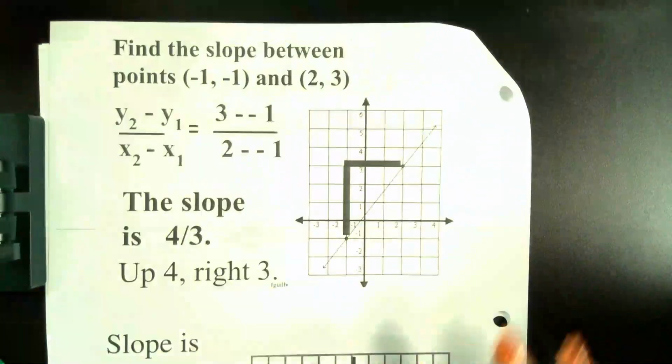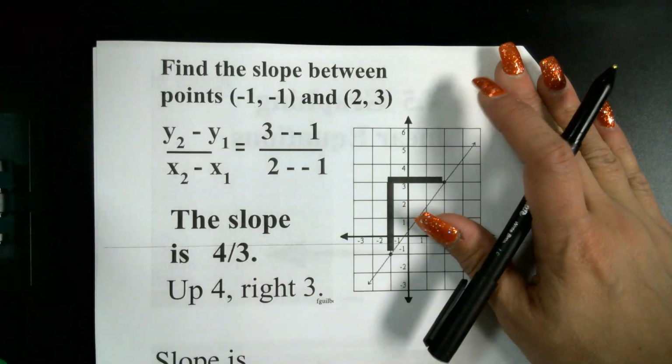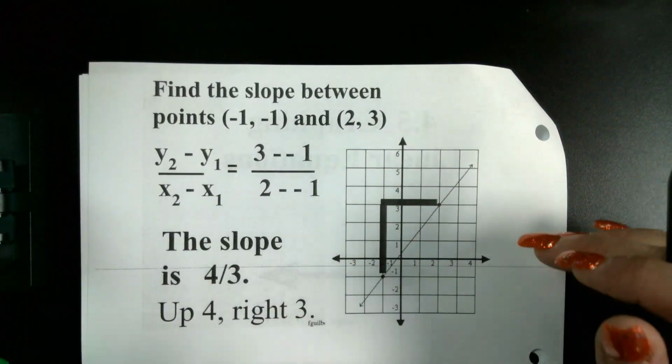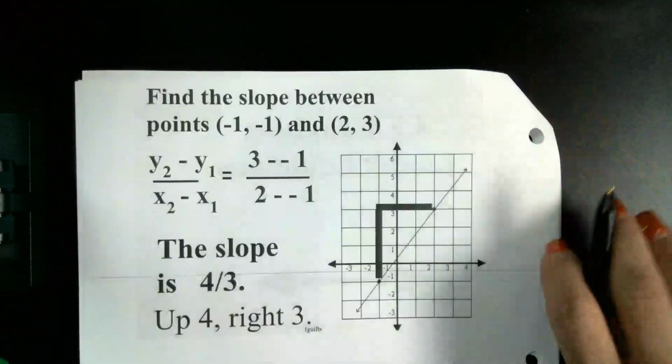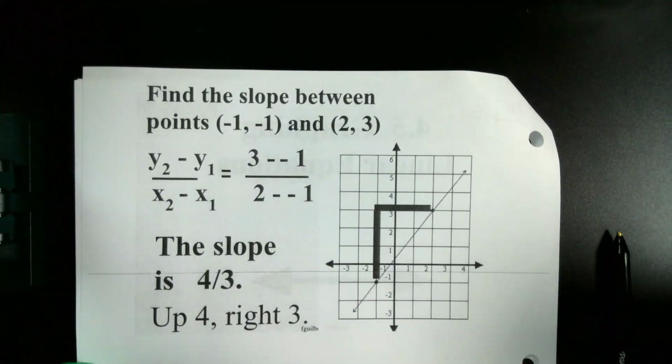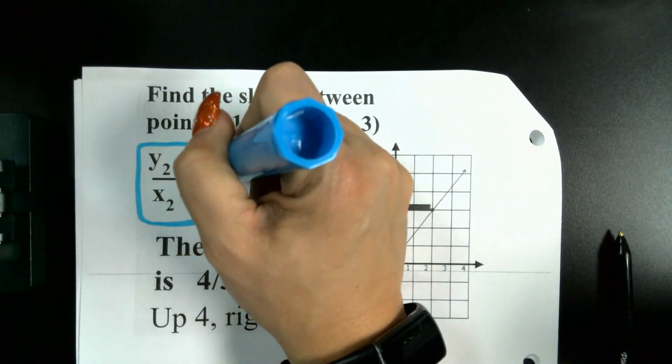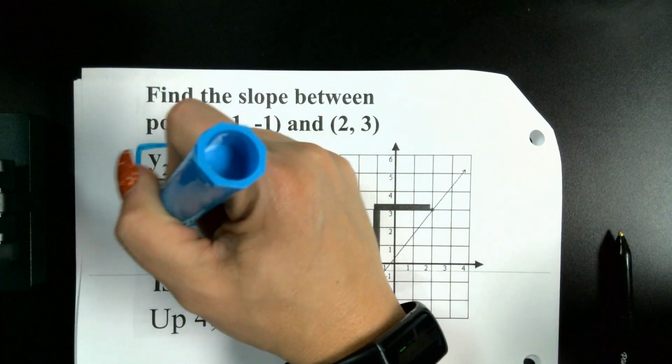And like I told you, a lot of these slides are already filled out, so you need to make sure that you're actually paying attention so you can see where these numbers come from. One of the most important pieces of this is this very first box that I'm drawing. This is our slope formula.